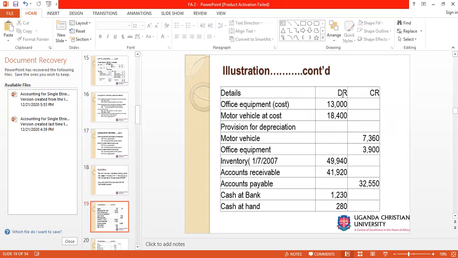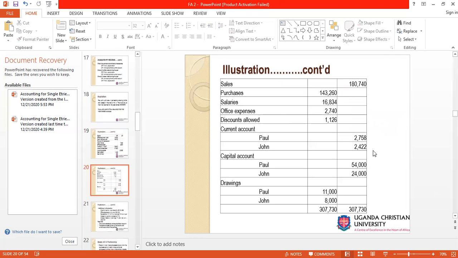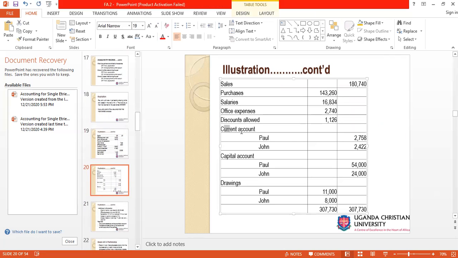Let's look at it. It has debit and credit. As usual, in the debit we put assets and expenses. In the credit, we put incomes, liabilities and capital. You have these new items. The current account is what you have not been seeing. You have credit balances on the current account and capital account. Drawings have debit balances because drawings will affect capital. That's why they are in the debit column.